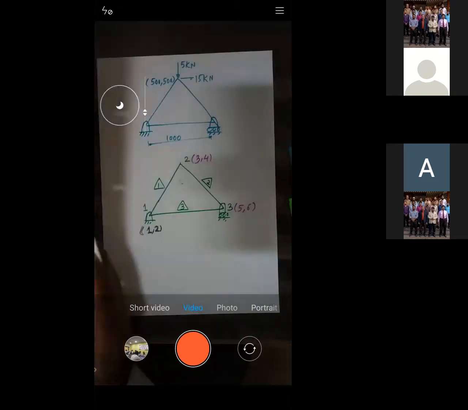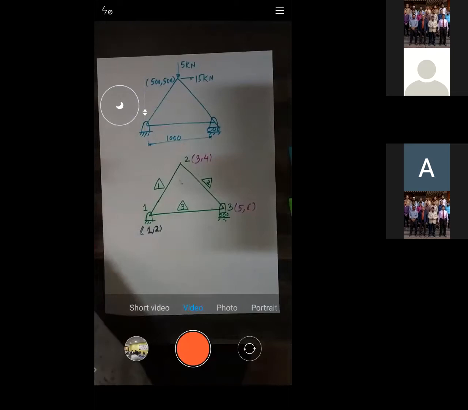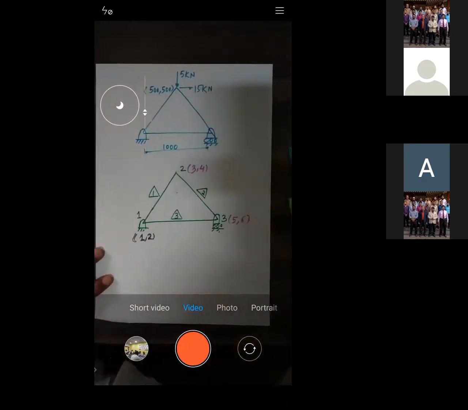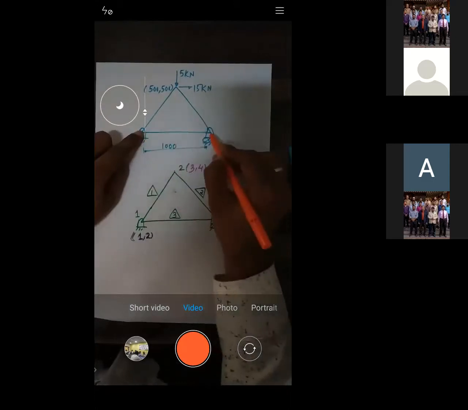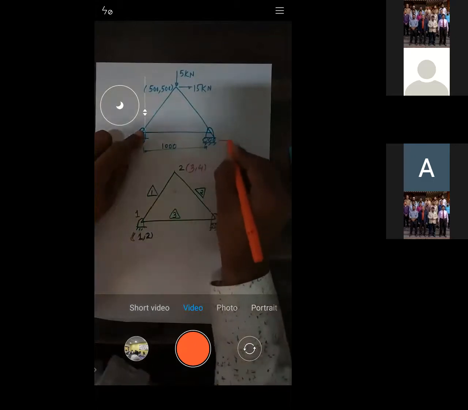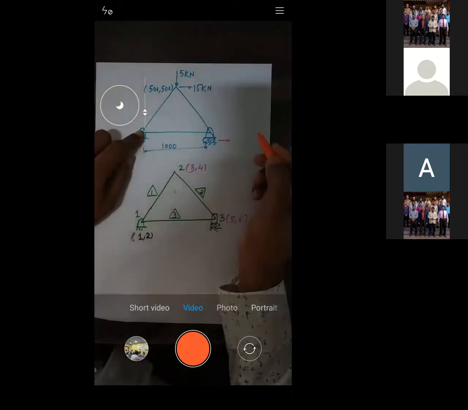Let me clear you. If you solve this problem, you can see this is fixed. This is roller. That means the roller can move in X direction. Yes or no? This roller can move in X direction. It can't move in Y direction.